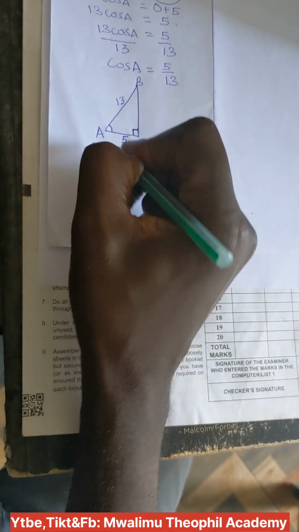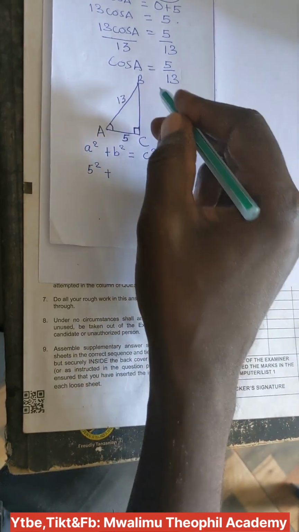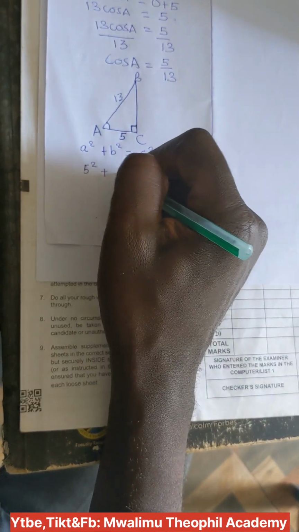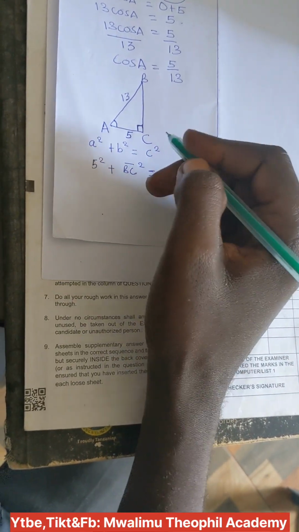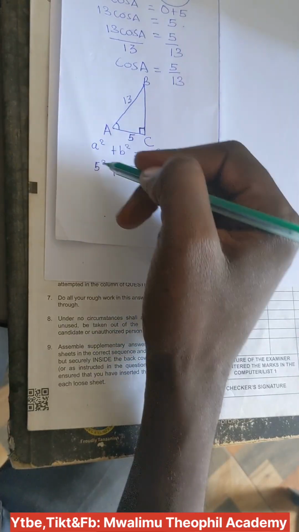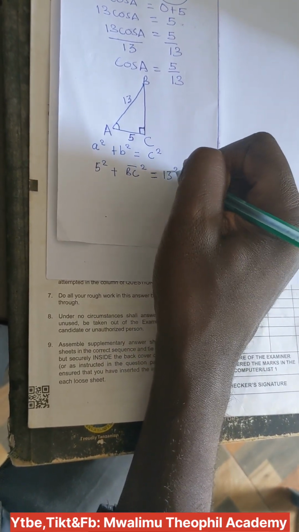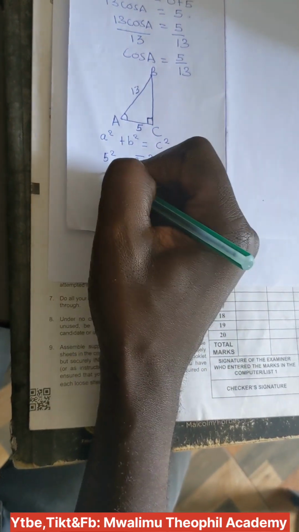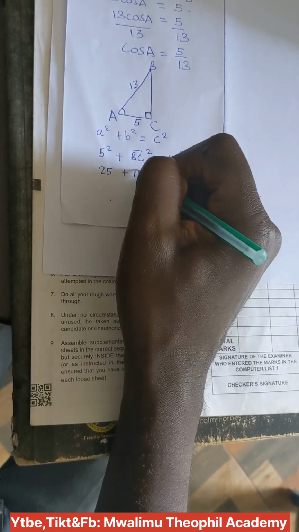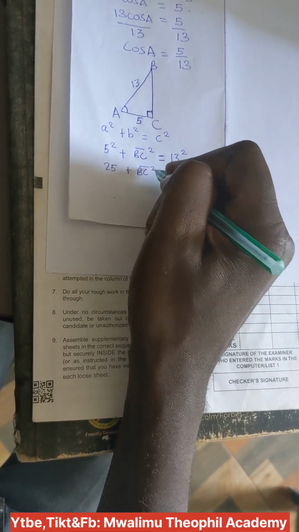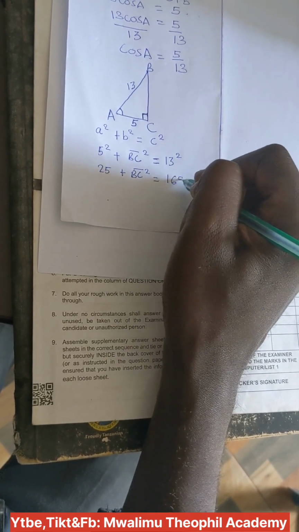Now, for the case of AC, already we have 5. Now we take 5 square. We add BC, which is not known. BC square will be equal to C square. And we have said that C is the longest side, which is the hypotenuse. Here we are given 13, so it will be 13 square. 5 times 5, we get 25. We add side BC square is equal to 13 times 13, we get 169.